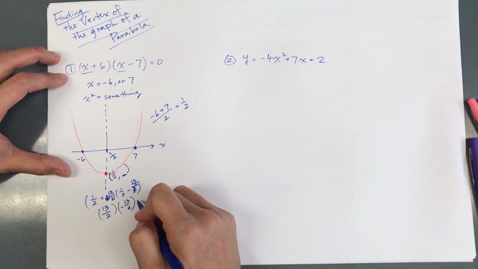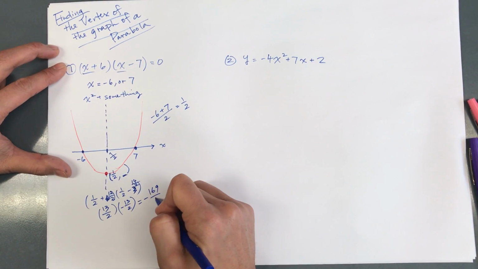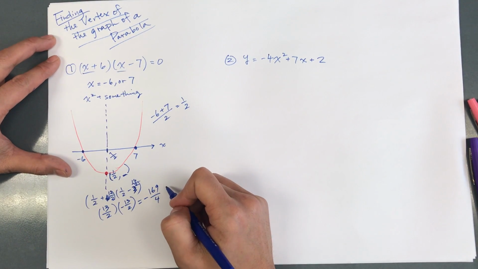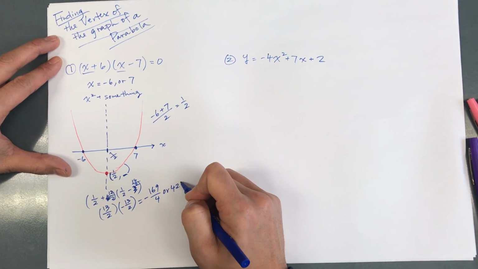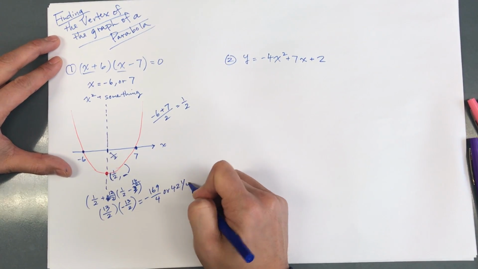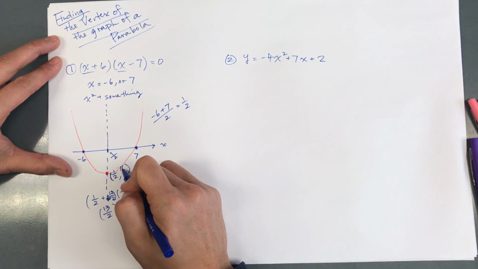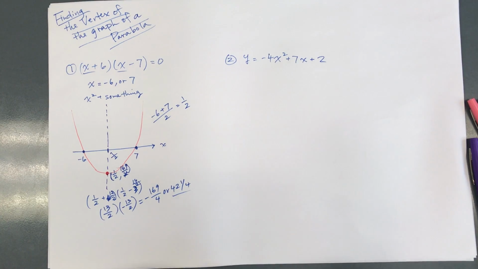If you multiply these two numbers, you're going to get -169 over 4. That's probably 42 and a quarter. So that's going to be the y coordinate, 169 over 4. I prefer to leave it as a fraction.